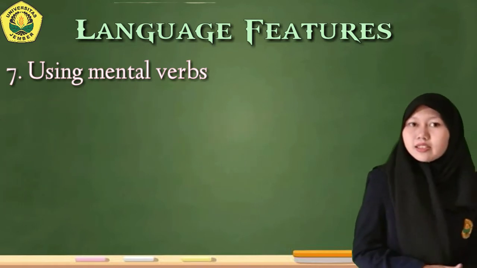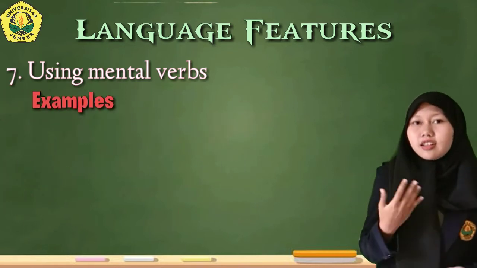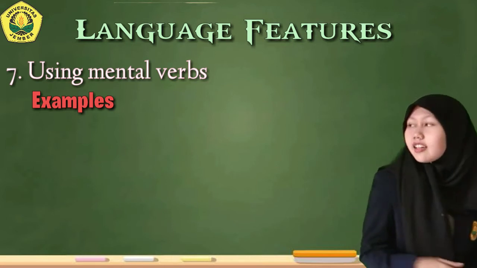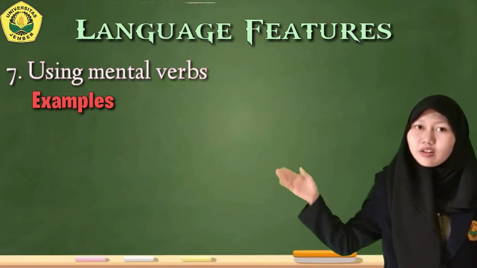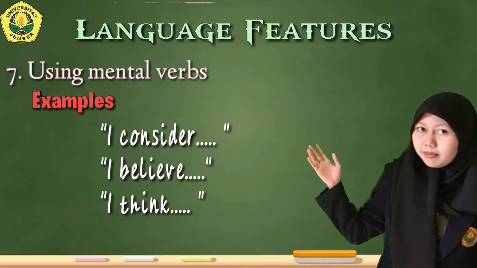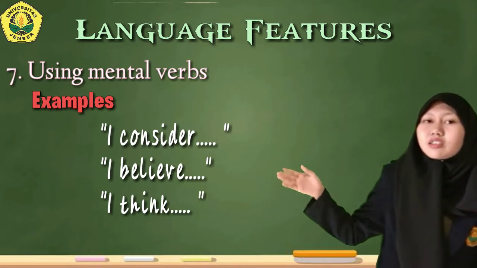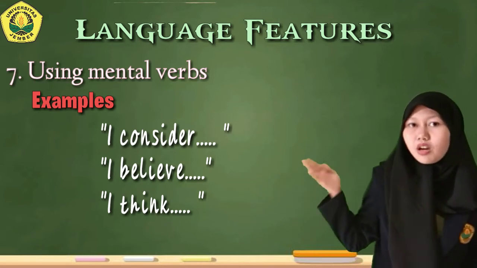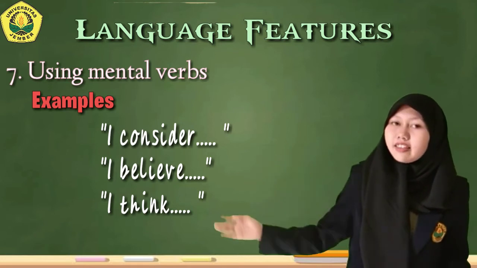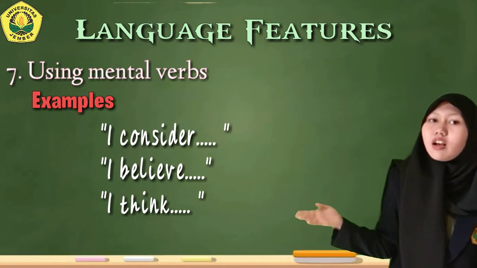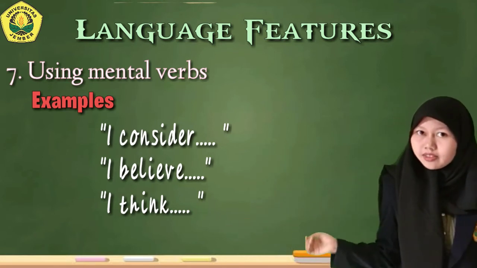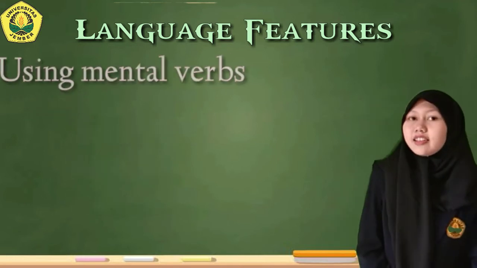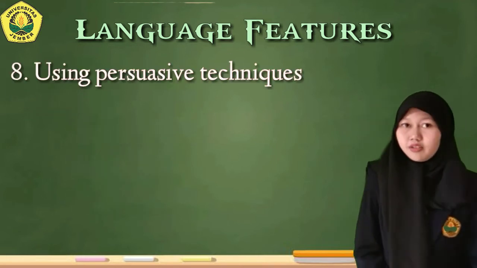Okay, the examples of mental verbs are: I consider illegal logging as an act of crime. I believe that littering can do so much harm to our earth, and I think people need to be considerate of our environment. And the last one is using persuasive techniques.